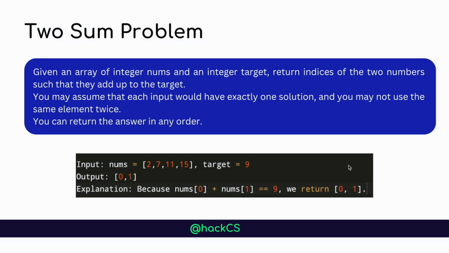We have an array of integers and a target value, and we need to return the indices of the two numbers which sum to the target value. You can pause the video and read the problem carefully.